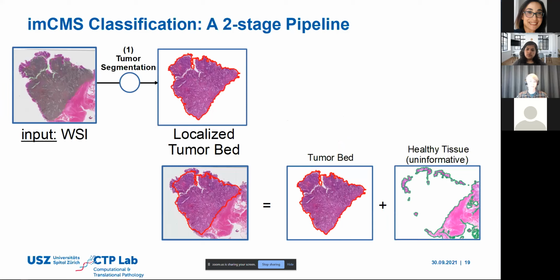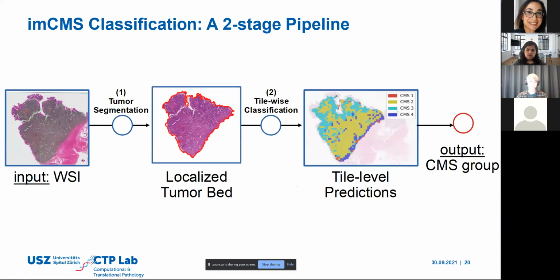This is important because this can first accelerate the process for the analysis of the tissue sample, and also exclude healthy tissue that is uninformative and could bias the model. Then in the second part, we will feed this extracted tumor region to a second machine learning model that will then make the prediction.